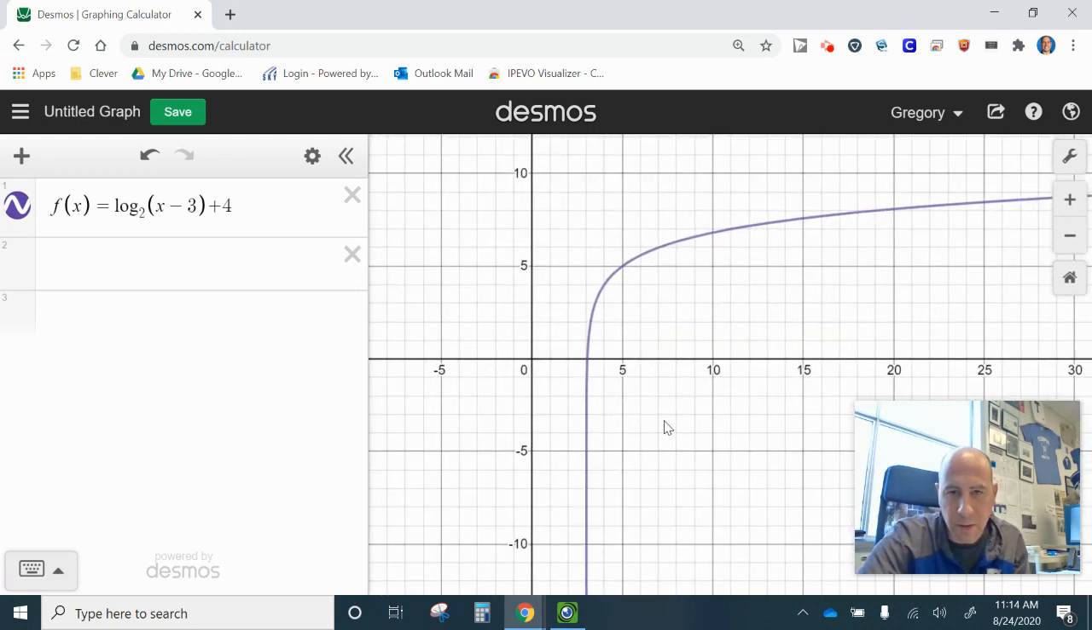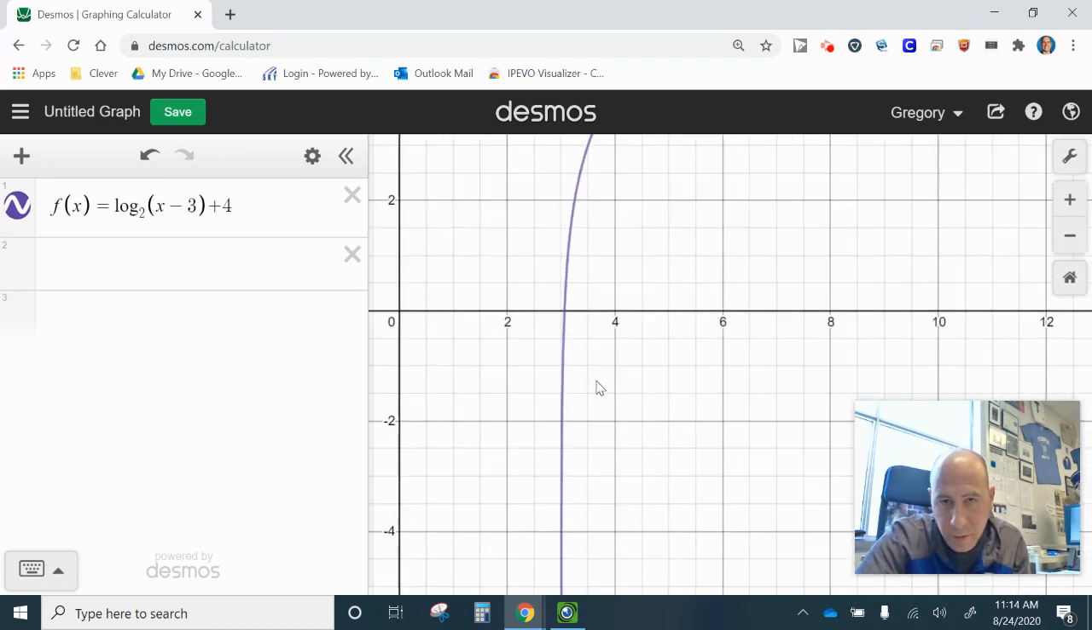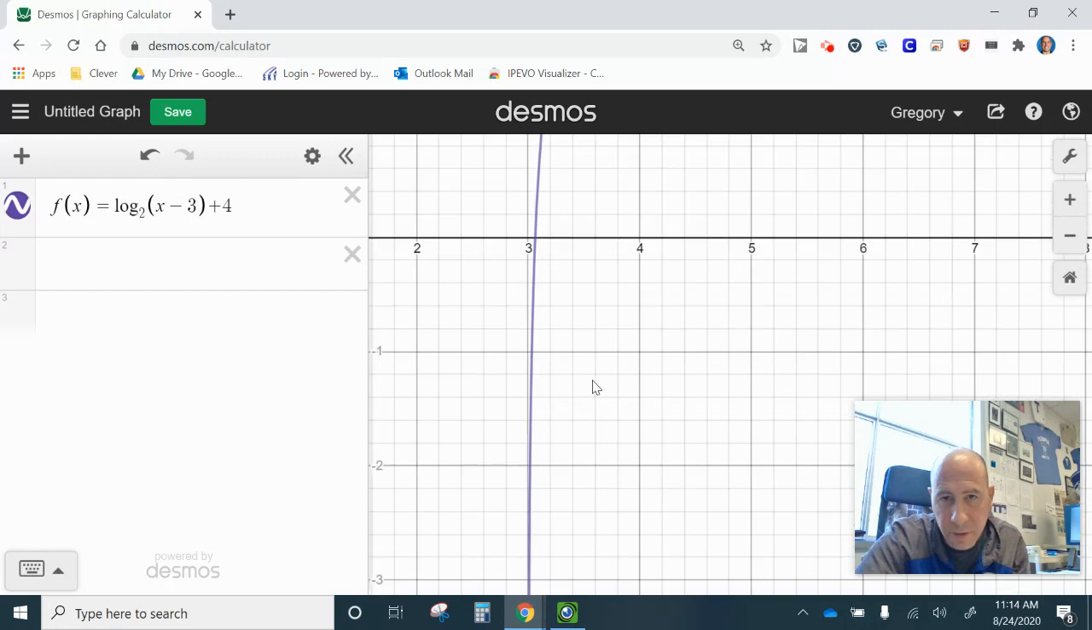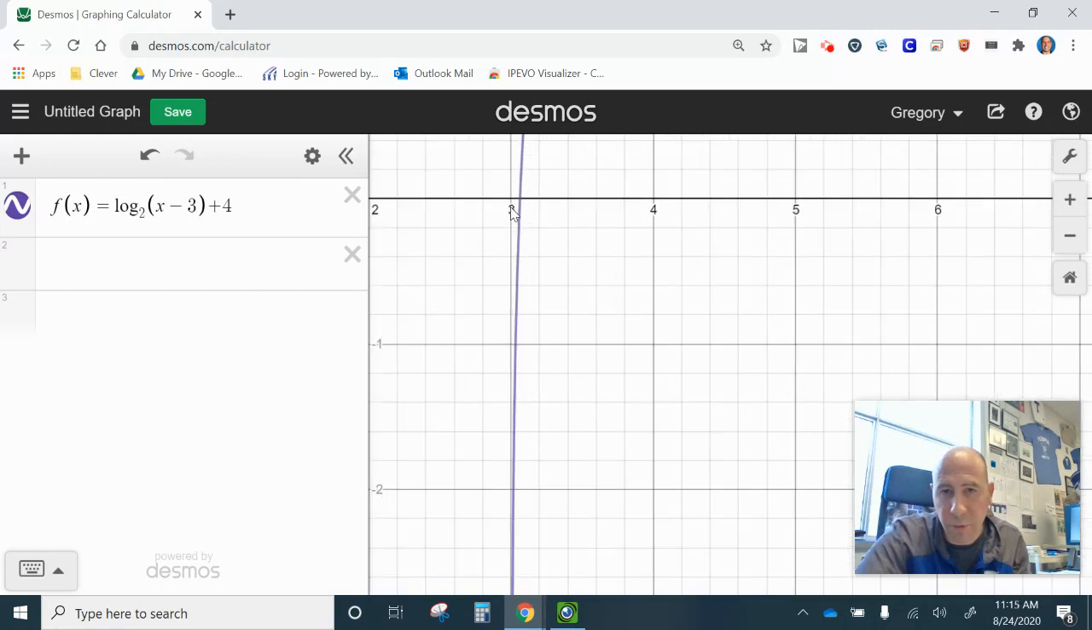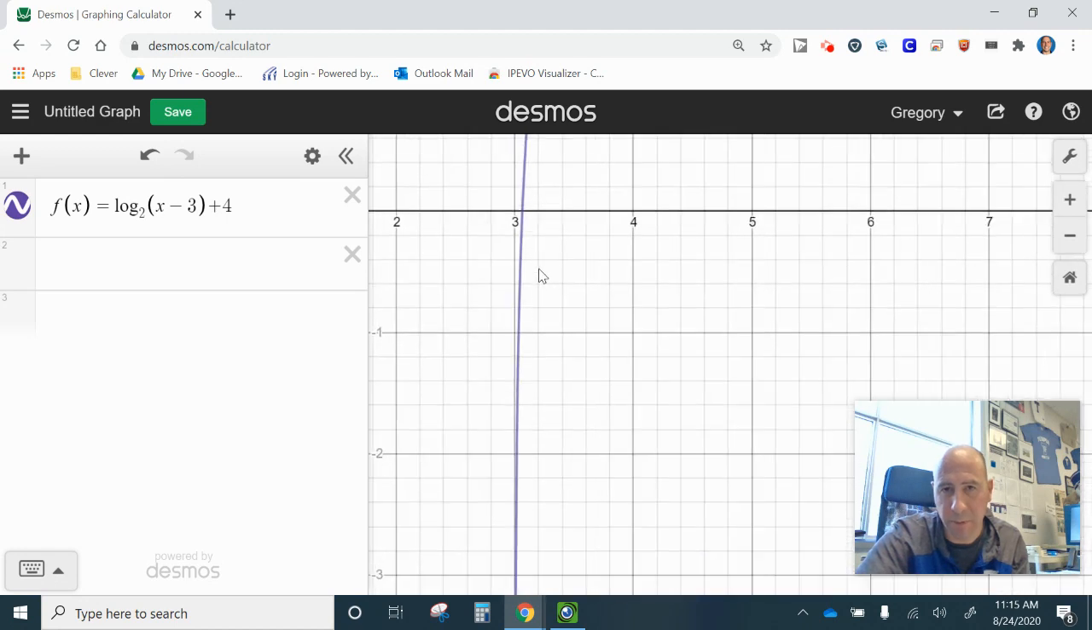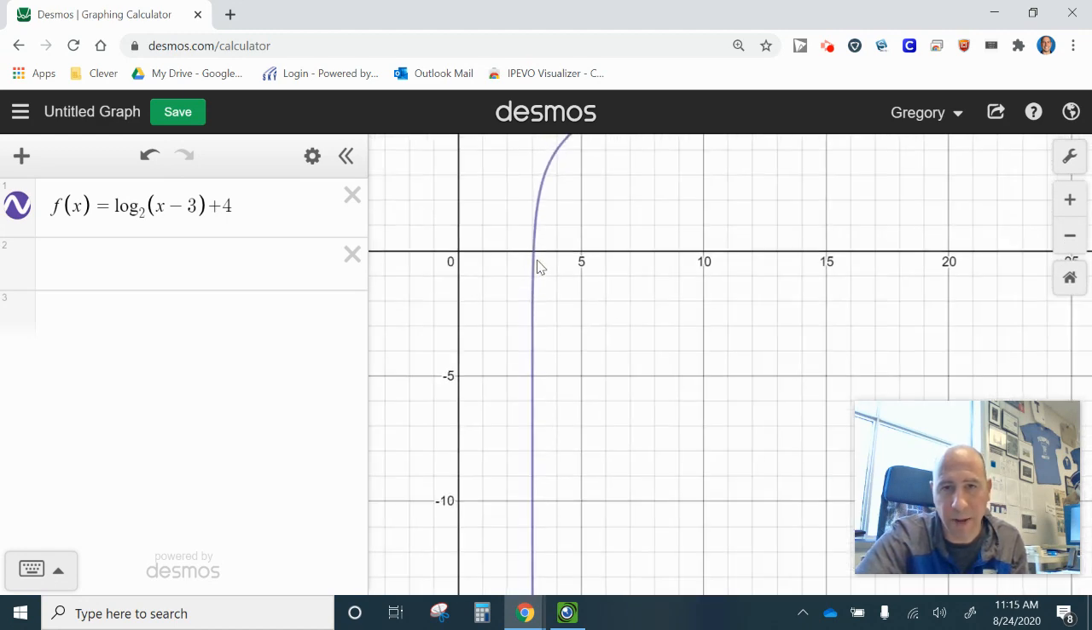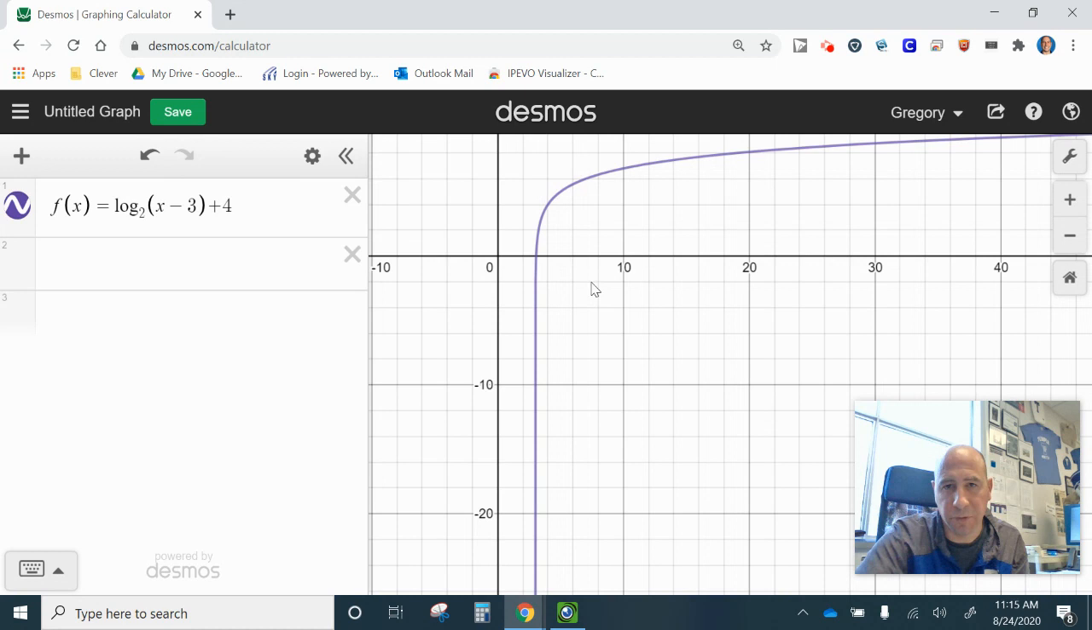Okay, it looks like, now that looks like a point, but let's look at something. 1, 2, 3. I'm going to zoom in there really close. So you see it gets really close to 3, but it never touches. Okay, let me zoom back out. So we know we have an asymptote at x equals 3.